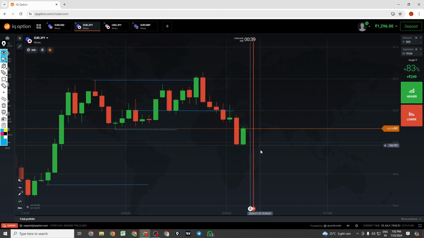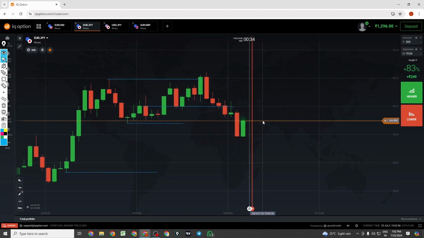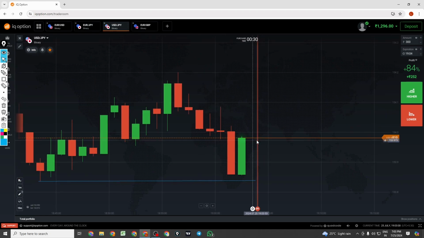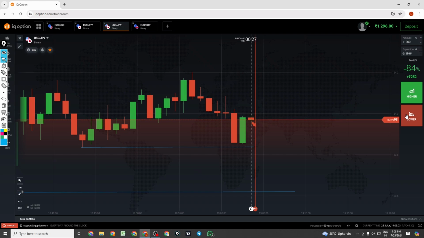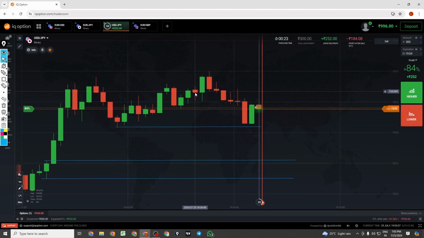No, here a different kind of situation is happening. Okay, there is a gap. There is no gap. Still, I will try to take a sell trade here. Simple. For showing, this is my last trade.